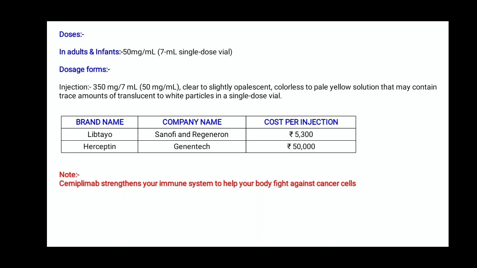There are 2 brand names for cemiplimab. Libtayo, manufactured by Sanofi and Regeneron, cost per injection is Rs 5,300, and Herceptin, manufactured by Genentech, cost per injection Rs 50,000. Note: cemiplimab strengthens your immune system to help your body fight against cancer cells.